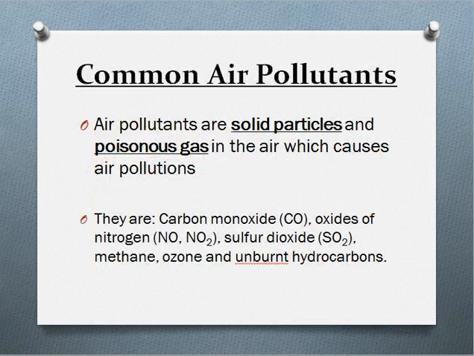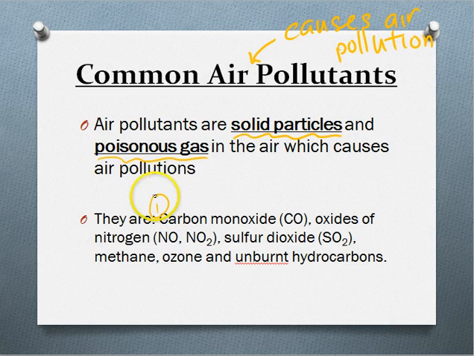Now we talk about what causes air pollution. It is actually caused by air pollutants. So air pollutants cause air pollution. And obviously you must talk about what our air pollutants are. They are solid particles or poisonous gas which cause air pollution. Now we'll be going through each of these one by one: carbon monoxide, oxides of nitrogen, sulfur dioxide, methane, ozone, and unburned carbon. This one will be another segment on its own, so we'll be looking at these few in our slides here.